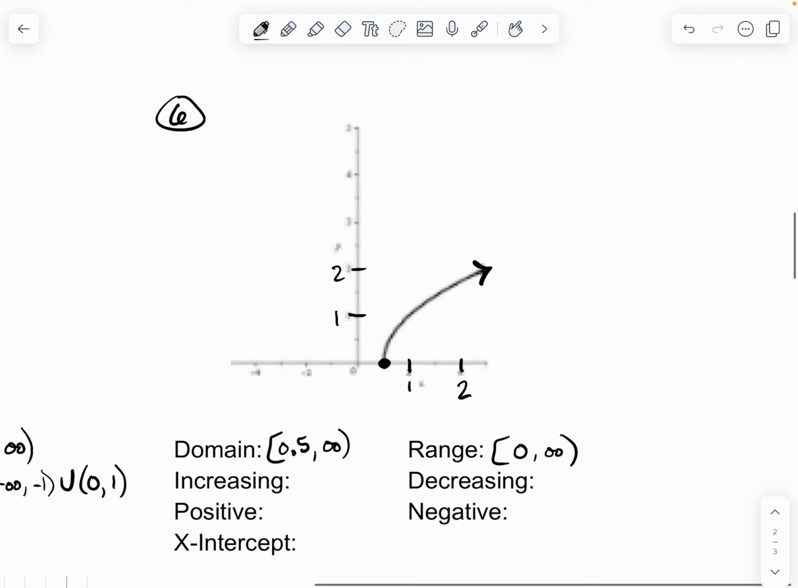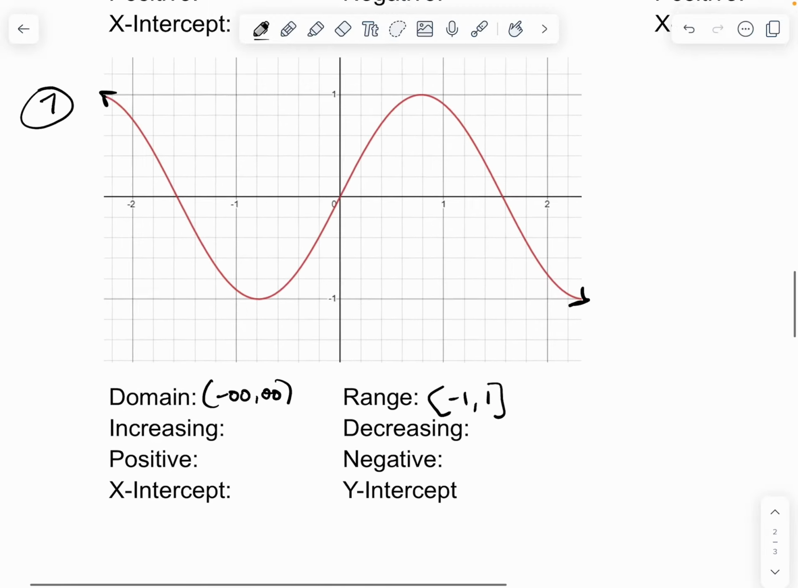Okay? So we got number 6. We're doing great on time right now. Number 6. This one appears to always be increasing. From left to right, my graph is always going up. It's never going down. So there are no values when it's decreasing. And it's going to be increasing on what interval? Well, that interval starts here at x equals 0.5, and then it's going to infinity. So our increasing interval is going to be from 0.5 to infinity.